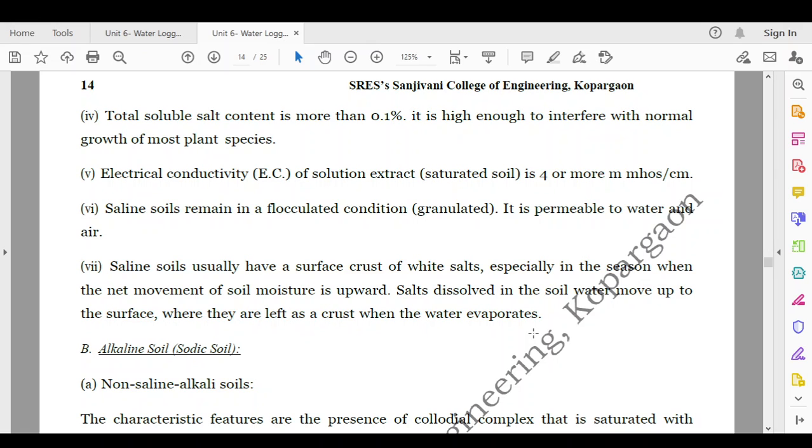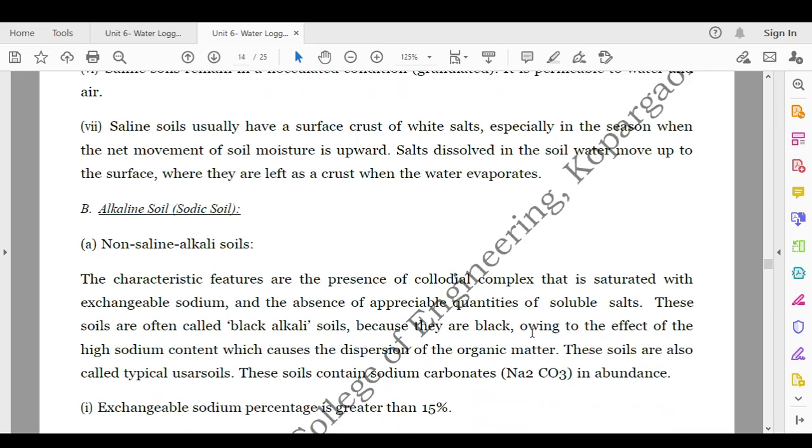Saline soils remain in a flocculated, granulated condition. They are permeable to water and air. Saline soils usually have a surface crust of white salts, especially in the season when the net movement of soil moisture is upward. Salts dissolved in soil water move up to the surface and are left as a crust when the water evaporates. So you will see a whitish kind of surface in the case of saline soils.